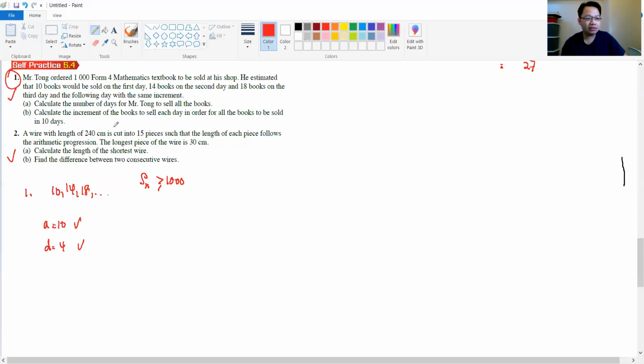The numbers are right. So the formula is n over 2 times [2 times 10 plus (n minus 1)], we don't know n, but the d is 4, more than and equal to 1,000. You must remember why I put equal, because the maximum book is 1,000. That's why I put equal. Okay.